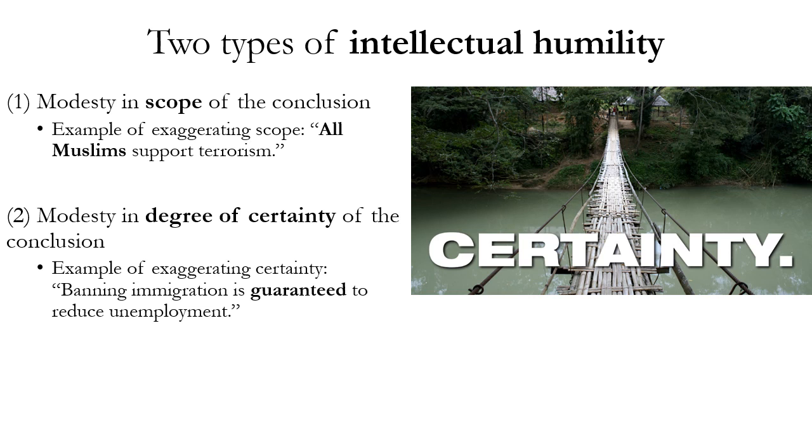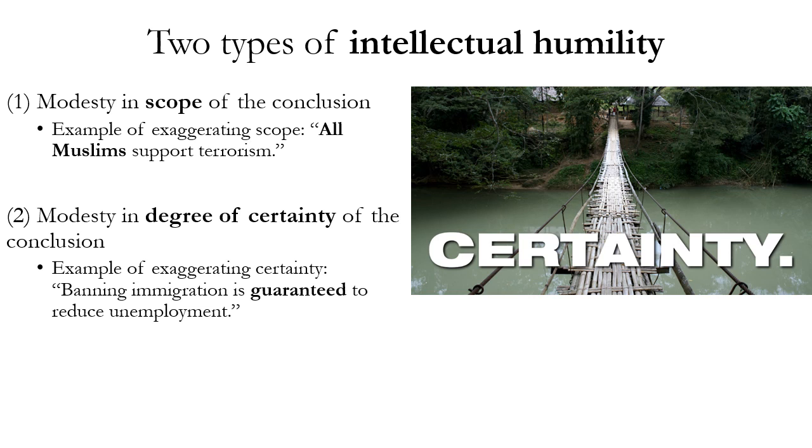The first is modesty in the scope of your conclusion. So here's an example of a conclusion that is unreasonable on the face of it just because it's too broad in its scope. All Muslims support terrorism. Even if it's true that some Muslims support terrorism, it's almost certainly false that all of them do, just because that claim has such a wide scope. So you want to consider, even if you've proven something, that there can be a mismatch between what you've actually proven and the scope of your claim or the scope of your conclusion.